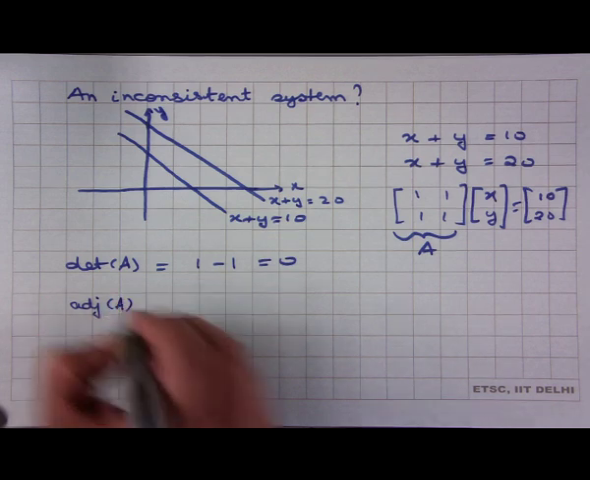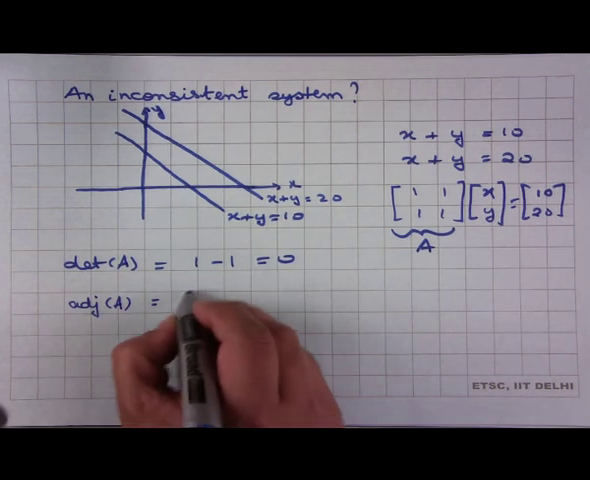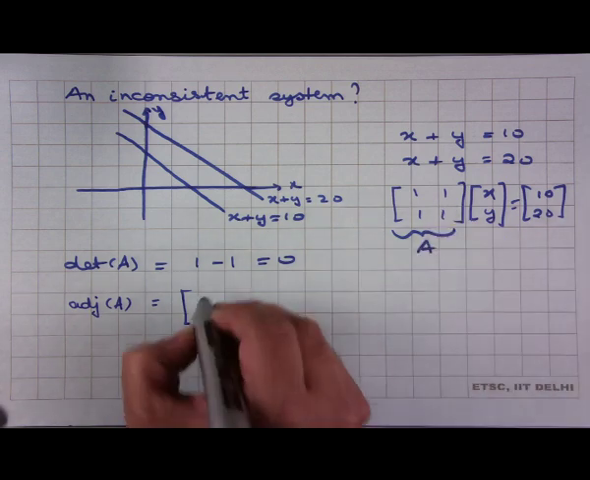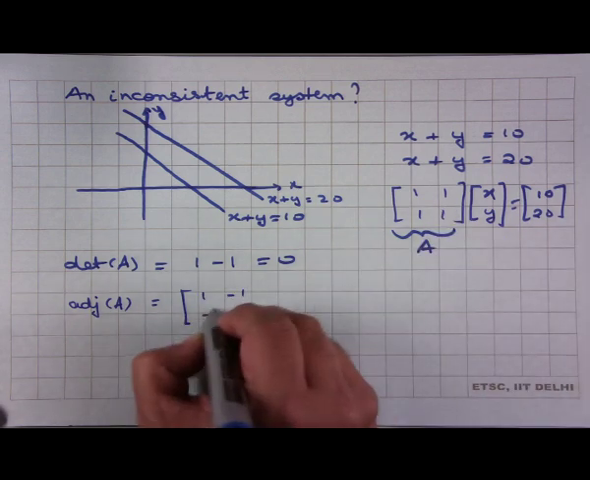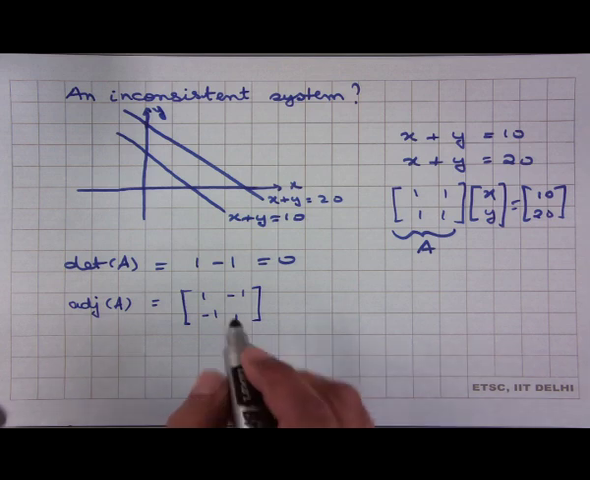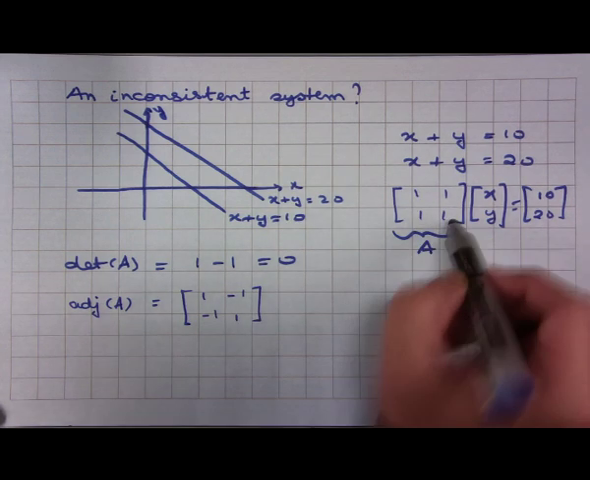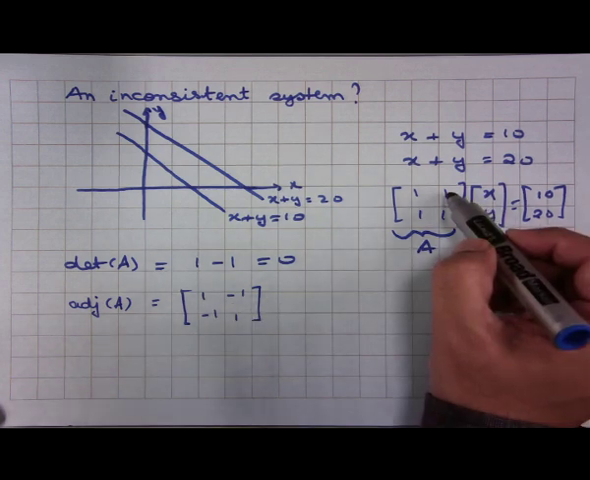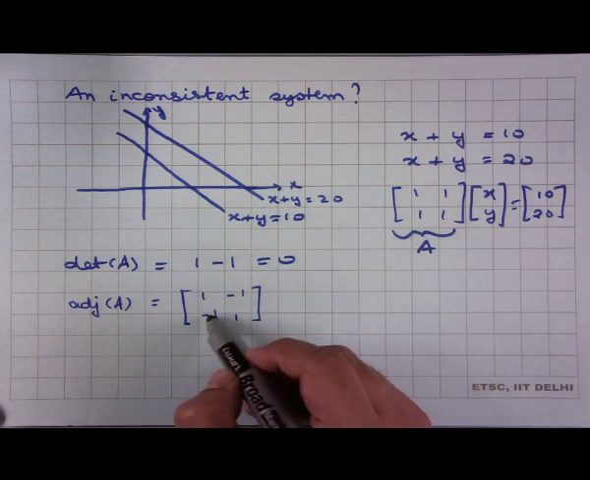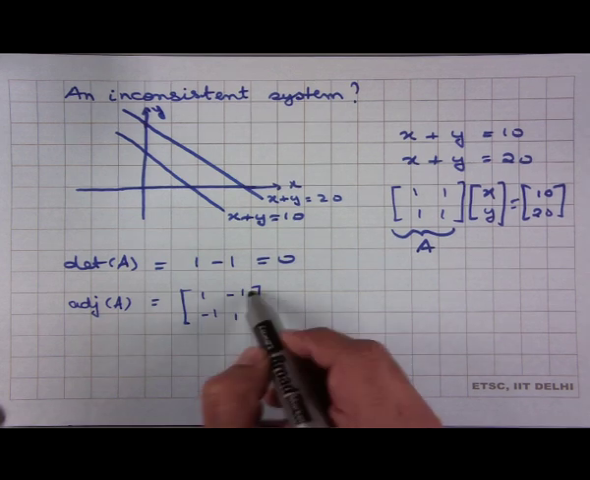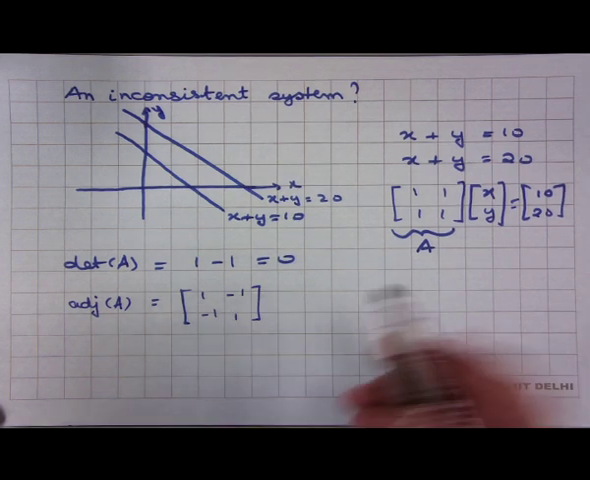As we are seeing, let us see what happens when we look at the adjoint of A. What is the adjoint of A? The adjoint of A is [1 -1; -1 1]. This is the adjoint of A, because the cofactor of 1 is 1, so that is put here, and the cofactor of this one is minus 1, and that is put here. Of course, these are the same entries, so it is a symmetric matrix, but in general it need not be.